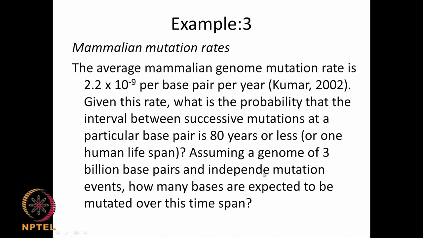Assuming a genome of 3 billion base pairs and independent mutation events, how many bases are expected to be mutated over this time span? Okay, so we assume independent mutations, and this is the average mutation rate, and we are given 80 years. We want to look at the probability that the interval between successive mutations is 80 years or less. So, what do we do?